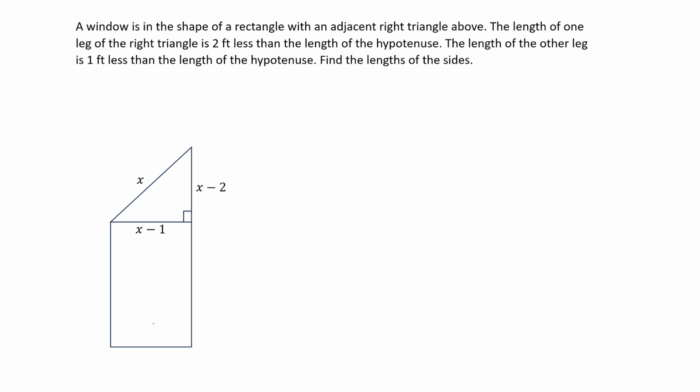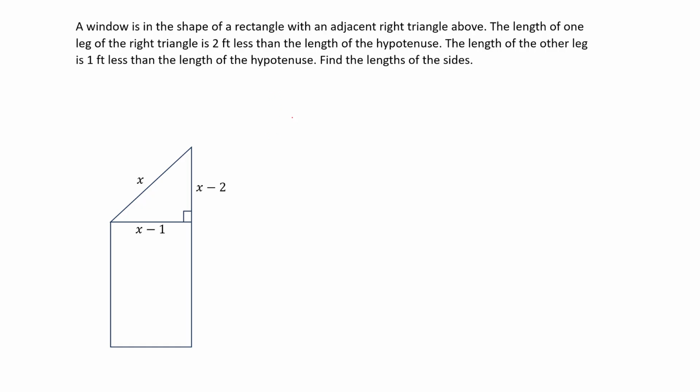Okay, a window is in the shape of a rectangle with an adjacent right triangle above. The length of one leg of the right triangle is 2 feet less than the length of the hypotenuse. The length of the other leg is 1 foot less than the length of the hypotenuse. Find the lengths of the sides. All right, so we know that that's a right triangle, which means that it is going to follow the Pythagorean theorem. So we can use that fact to write an equation so we can solve for x.